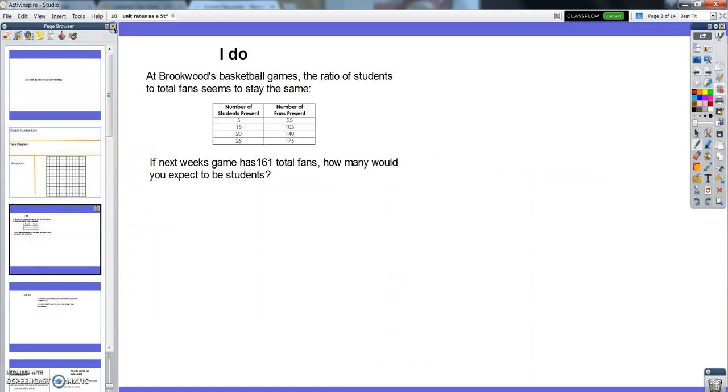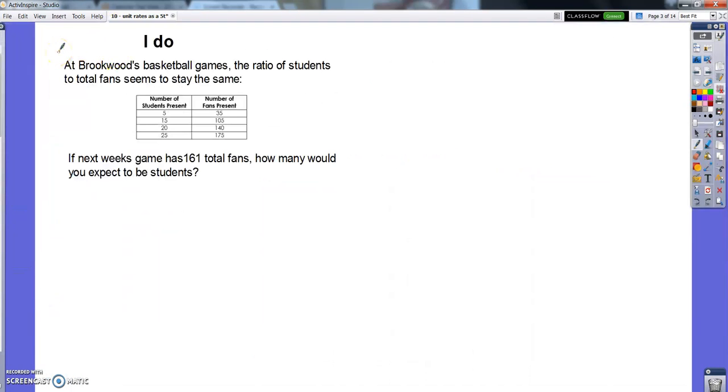So let's bring this one back. Brookwood basketball games, the ratio of students to total fans seems to stay the same. If next week's game has 161 total fans, how many would you expect to be students? So you probably remember that problem pretty well. We've solved this with several other methods. Let me show you how to do this with a unit rate.